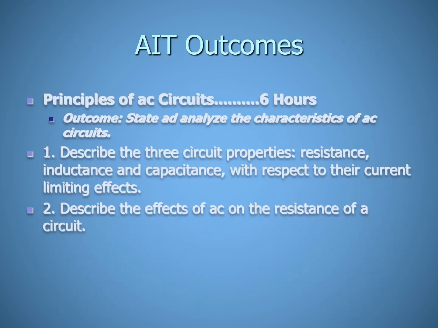We're now at the end of Module 201C. You should be able to describe the three different current limiting properties of an AC circuit being resistance, inductance, and capacitance, and how they affect the total impedance of the circuit with your inductive reactance and capacitive reactance. You should also have an understanding of other things that can affect the total resistance of a circuit, being our iron core losses, our skin effect, and our dielectric losses.